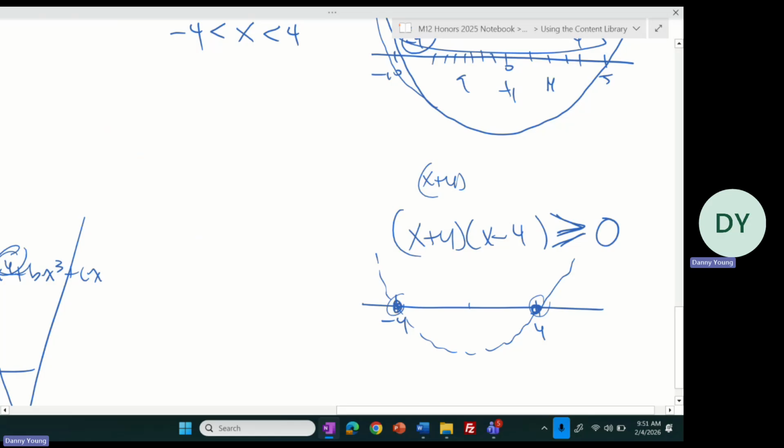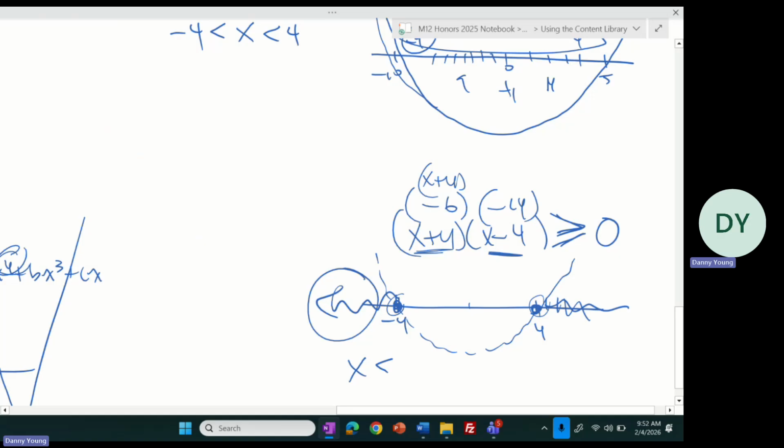Where else do you want it? Everything outside. That makes sense? Excellent. Pick a number over here, say -10. -10 plus 4 is -6. -10 minus 4 is -14. A negative times a negative gives you a positive, therefore it's bigger than 0. Good question. Make sense, everybody? You want some more twist? Just another one? Okay.